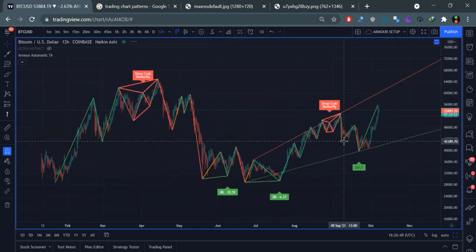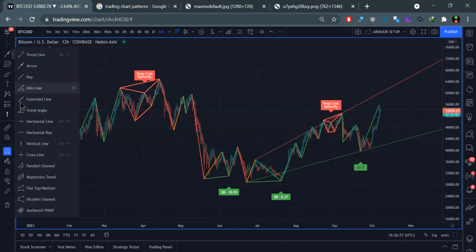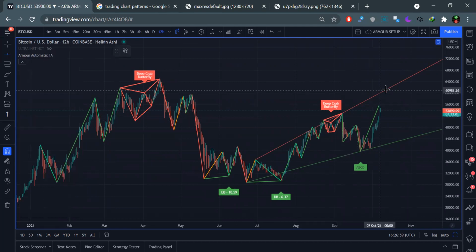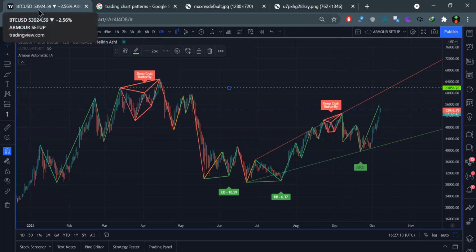Just let me check because I'm already scrolling this. Let me check where the price is going to go. Here, so 61,800 could be the possible next target after the correction. It's holding pretty strong. It's around 54,000 now.